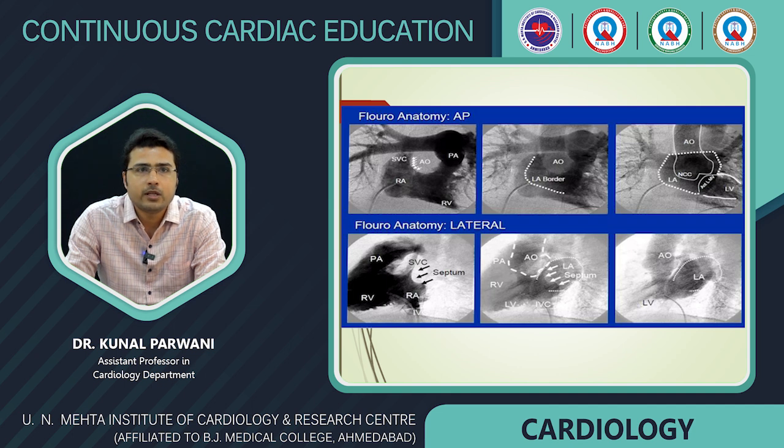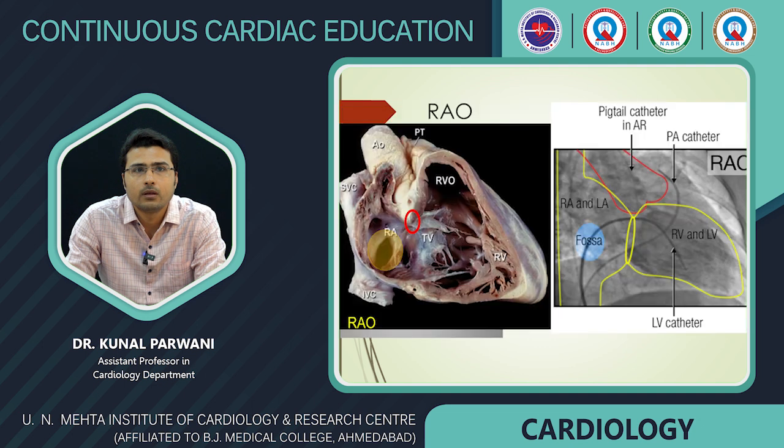In the lateral images, in the first image you are seeing the opacification of the RA and the RV. In the second image, there is LA opacification and you can appreciate the interatrial septum. And in the third image, you can see where our puncture needle should be. The RAO view will enable us to divide the septum into anterior and posterior planes, and it will allow the assessment of the relative anterior and posterior location of the fossa ovalis.